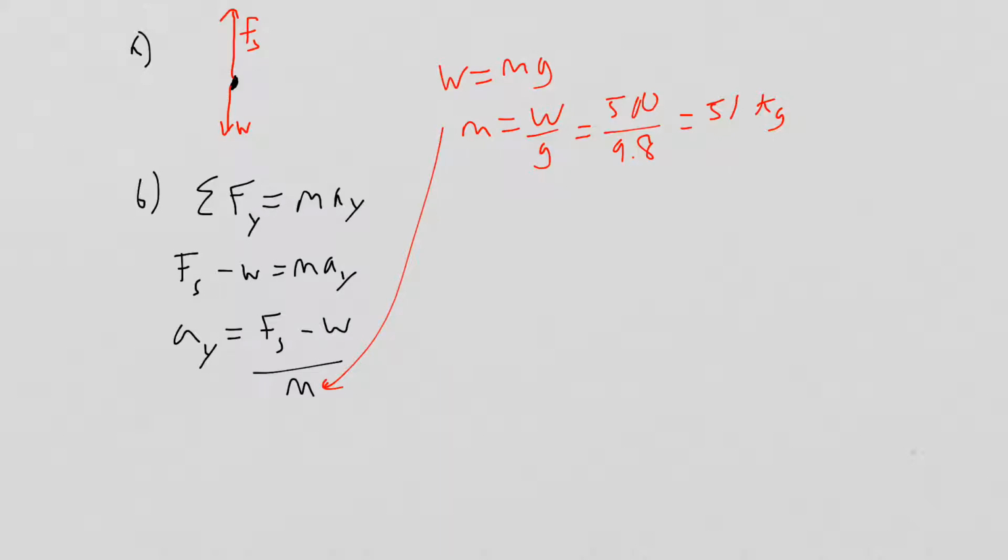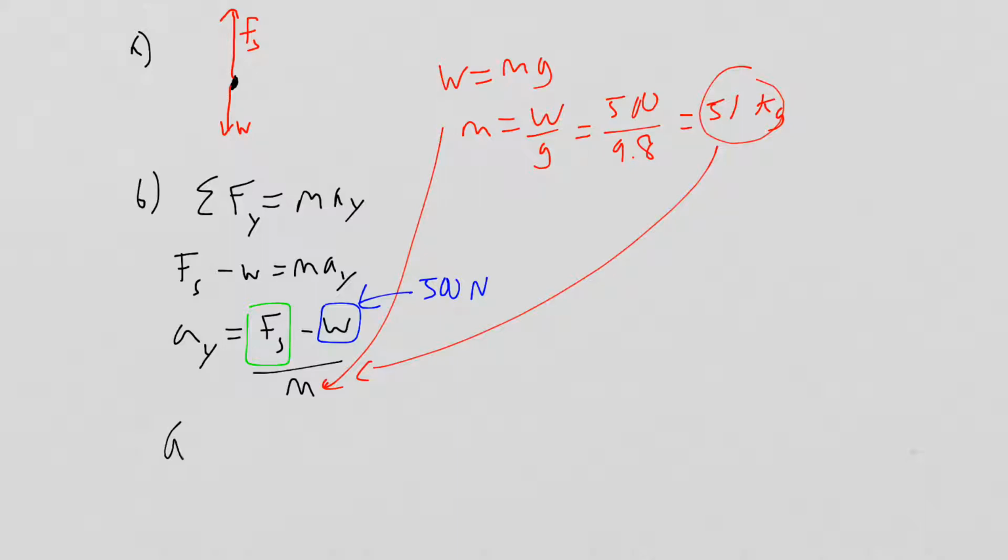So we can calculate his acceleration at any given time. This number is just what's on the graph. From 0 to 5 seconds, the scale reading is 500 newtons. The weight is always 500 newtons. And the mass we just found, we did that side calculation. So all we're going to do is plug this in for 4 different F_s values. From 0 to 5, the force of the scale is 500, his weight is 500, and so that's just 0. Pretty straightforward.